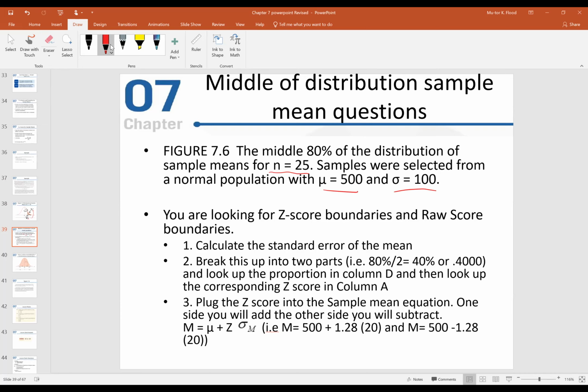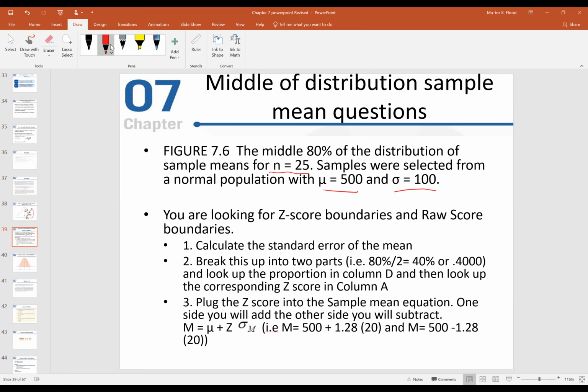Then you're going to break this up into two parts. That 80% middle, we're going to divide by 2 to get 40%, or 0.4000, and look up the proportion in column D. That tells you the proportion between the mean and a z-score. And then you're going to look up the corresponding z-score to that proportion in column A.